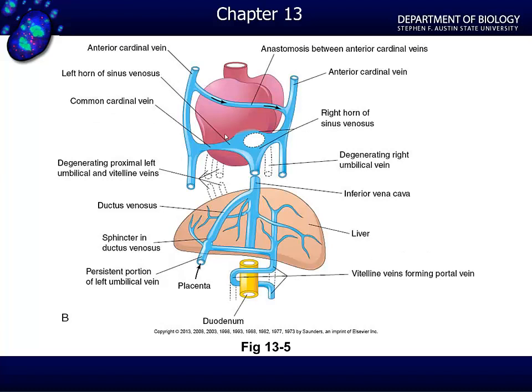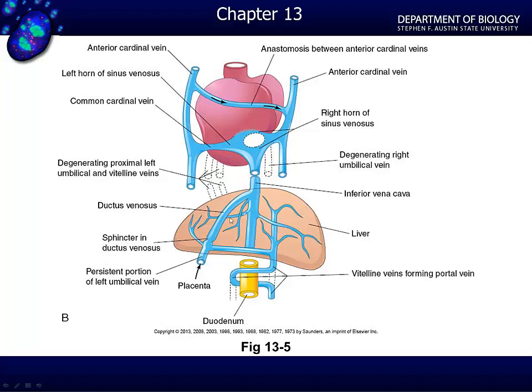Now, here's our illustration just showing we've got our anterior cardinal vein on both sides. We have a degenerating right umbilical vein. We're losing our left umbilical and vitelline veins. And here we have this ductus venosus, this bypass.